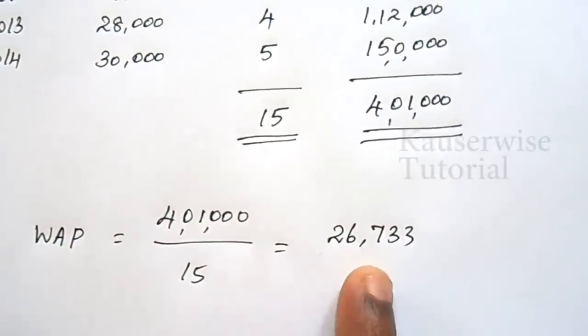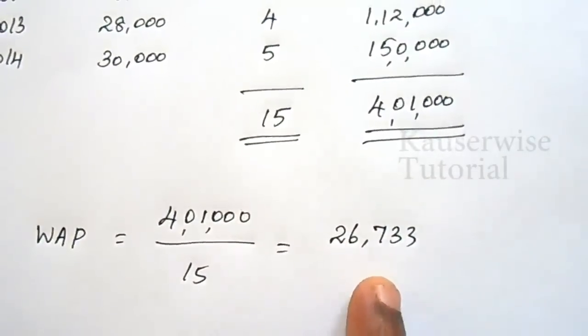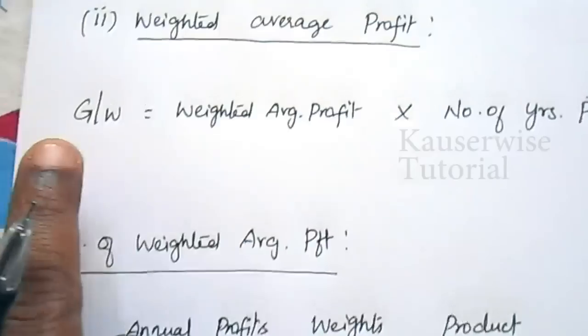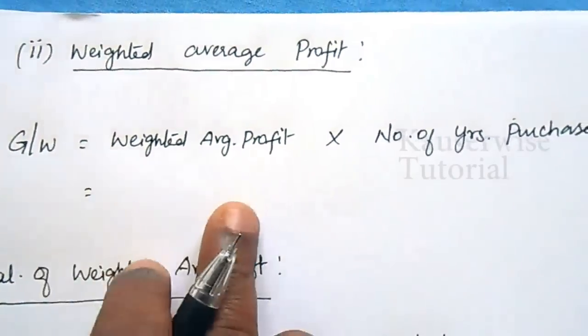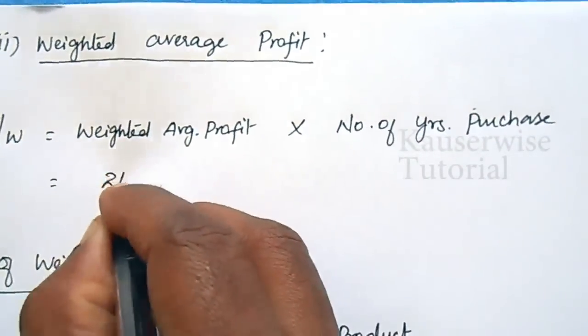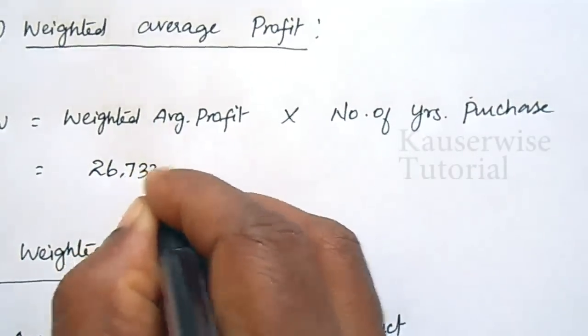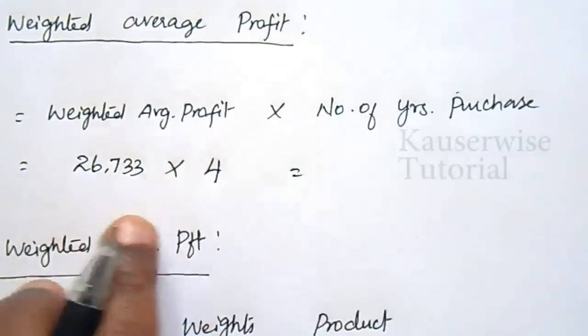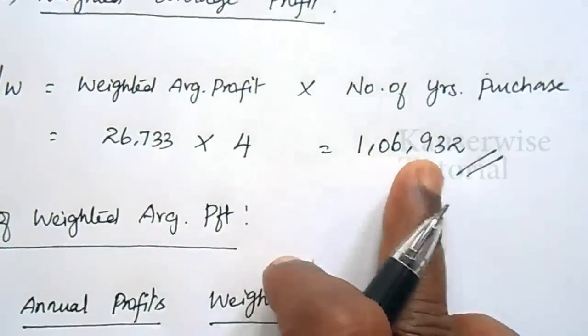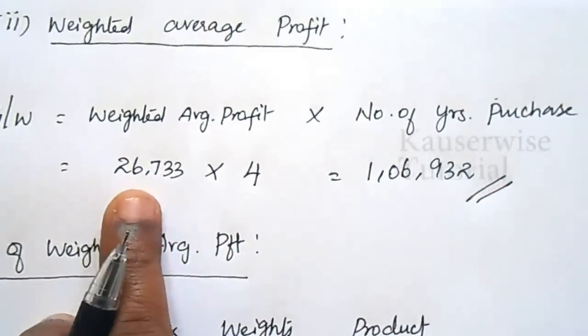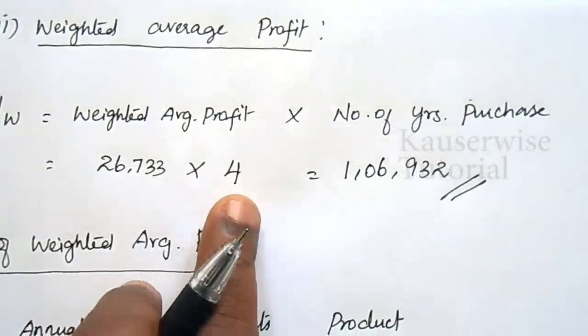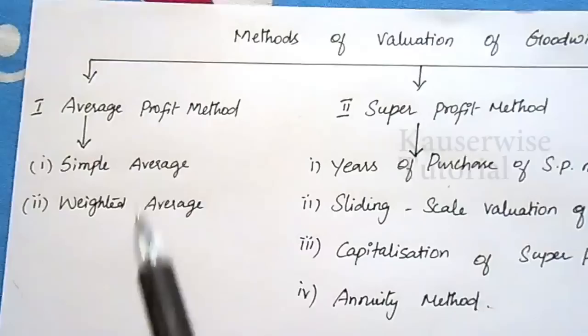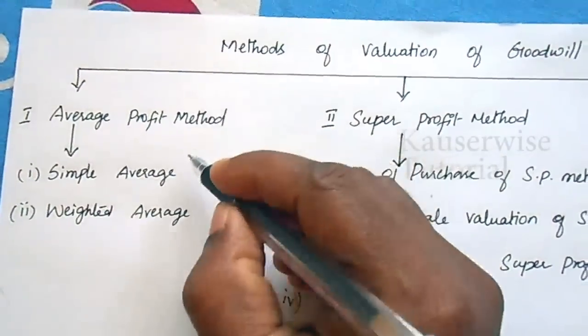Now multiply with the number of years of purchase in order to find the goodwill. Goodwill is equal to weighted average profit, 26,733, into number of years of purchase, which is 4, given in the problem. So what is the value? 1,06,932. Weighted average profit into number of years of purchase is equal to goodwill. The first method, average profit method, is over.